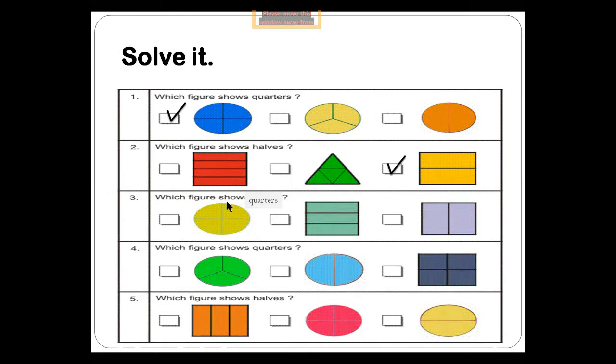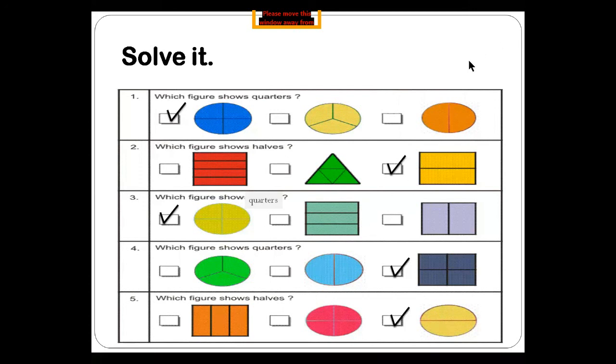In the third one, we have to find the quarter one. Quarter means four equal parts. So the first one is quarter. Now, which figure shows the quarter? Here we again have to find the quarter. Last one is quarter. In the fifth one we have half. Which is half? Last one is half. Okay. These were today's lesson.